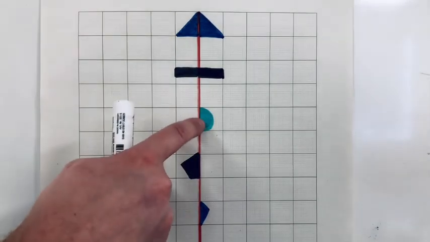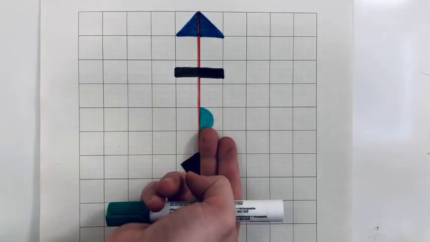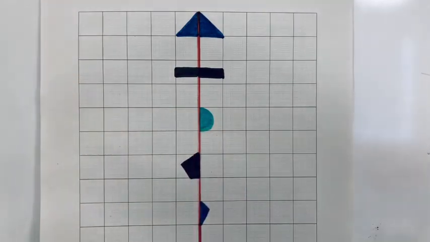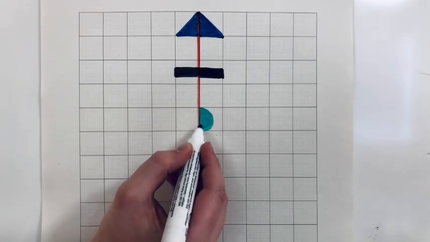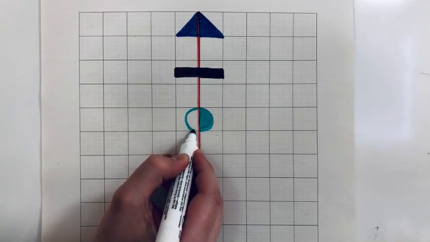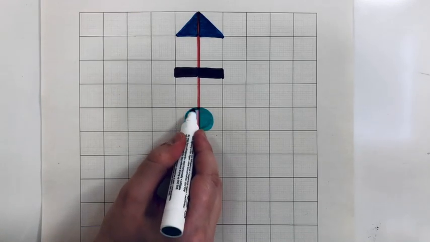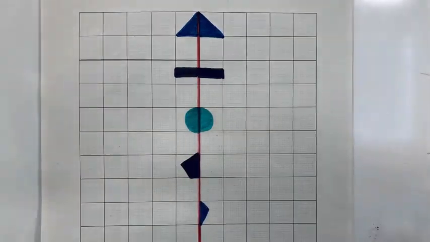I don't know this shape. This is not a triangle. This is not a rectangle. What will it be when I mirror it on this side? It starts at the top and it curves round to the bottom. So on this side it starts at the top and it curves round to the bottom. I can see, this is a circle.